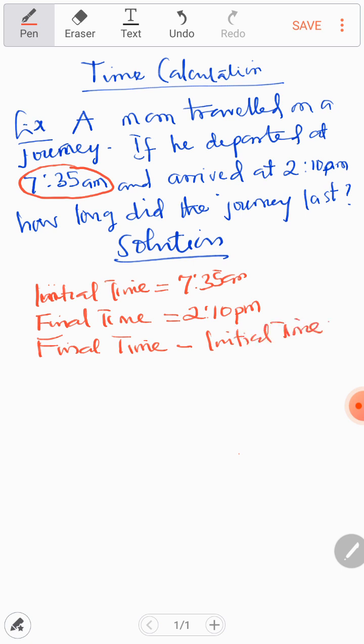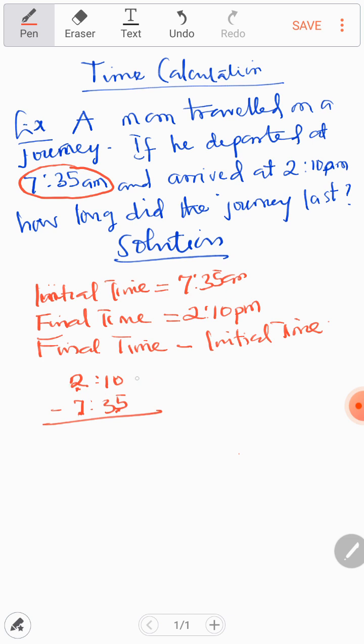Okay, so let's arrange our numbers. 2:10 minus 7:35. Now, if you look at this question, you discover that it is impossible for us to take away 7 from 2, and we cannot even take away 35 from 10. All right, even if we borrow from here, it will still not be possible.